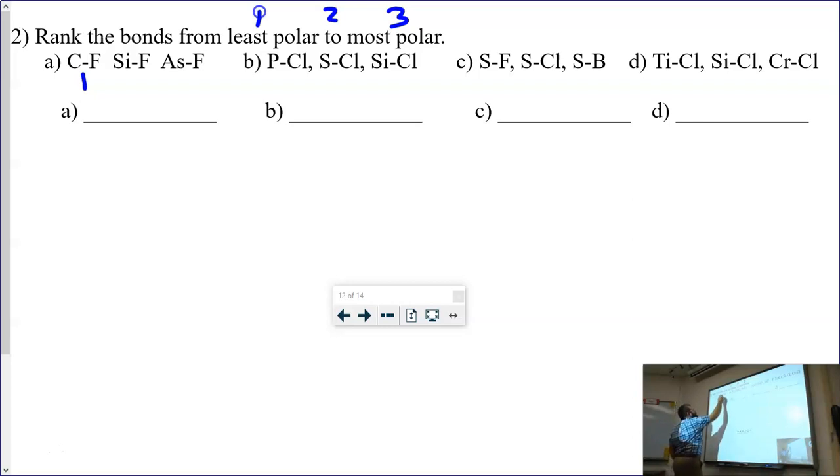Arsenic would have been next because this was 2.0, that was 4.0. And silicon and fluorine would be the most because that was 1.8 and 4.0. Okay, you see what I'm saying? Try the next 3, pause the video, use that periodic table with those electronegativity values. The biggest difference is the most polar. The smallest difference is the least polar. That's all we're looking for.